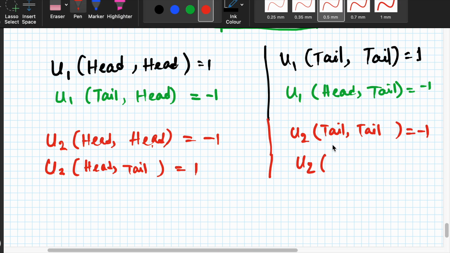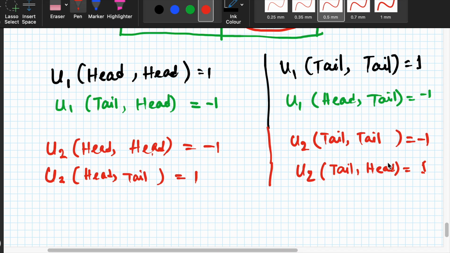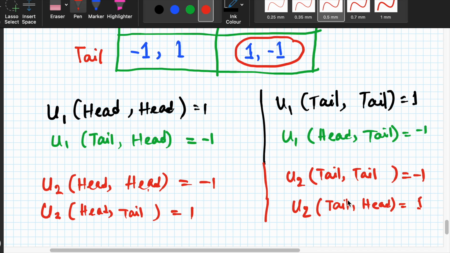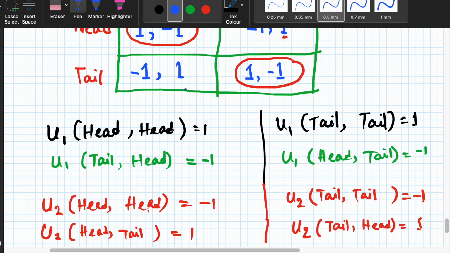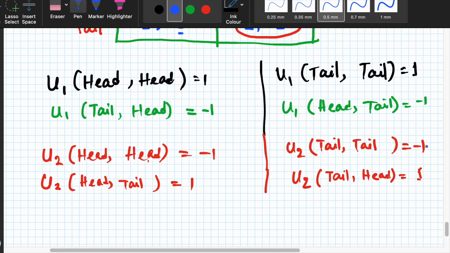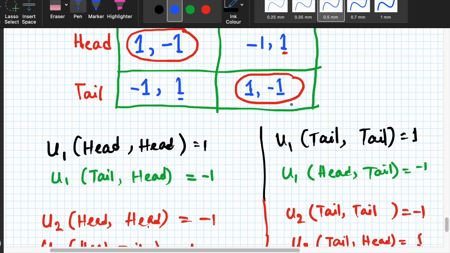Now from this action profile, player 2 has an incentive to change unilaterally from tail to head. You will see he will always have this incentive to change his strategy from tail to head, where player 1 is fixed. If player 1 is not changing his strategy from tail, player 2 has an incentive to change his strategy from tail to head, because in this situation he will get a payoff of 1, which is better than -1. So these two are not Nash equilibria.